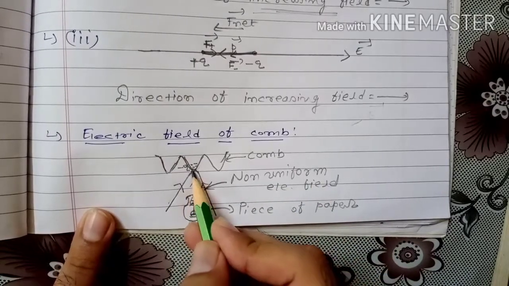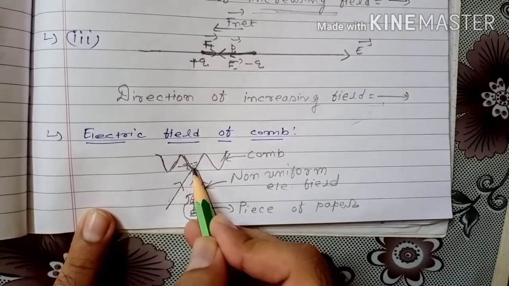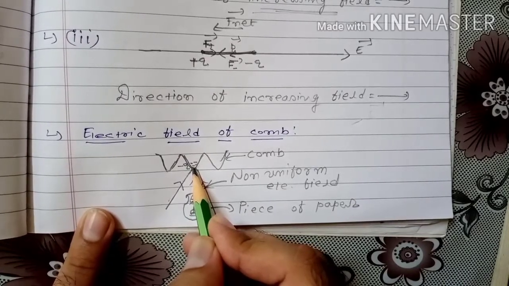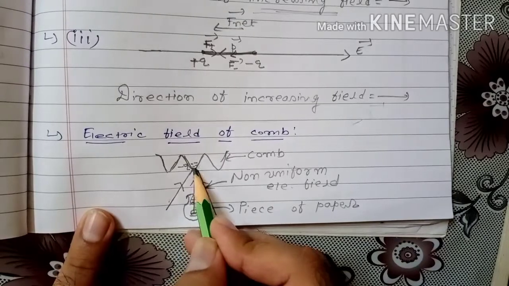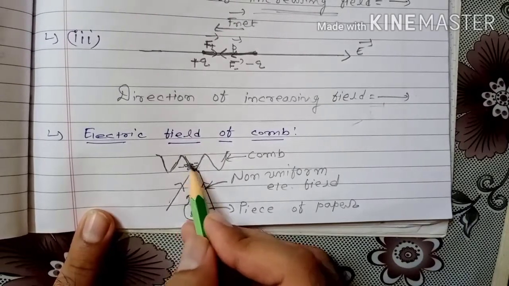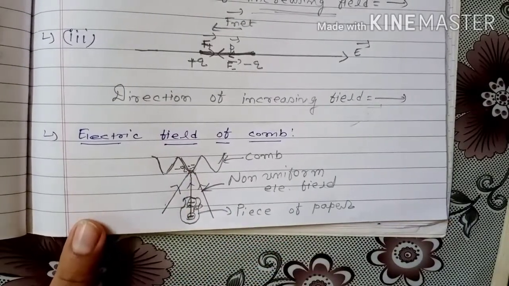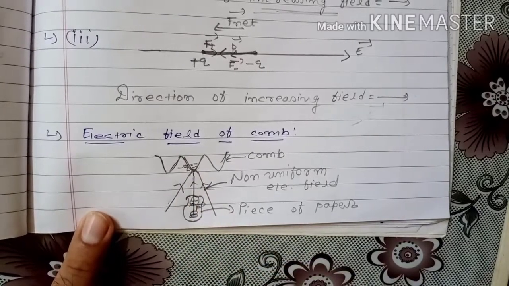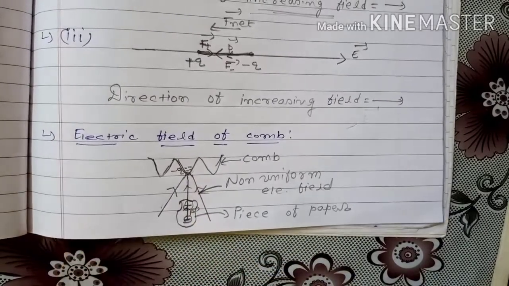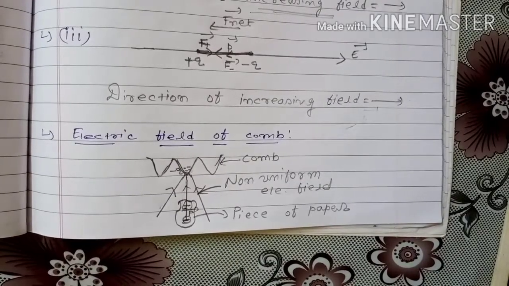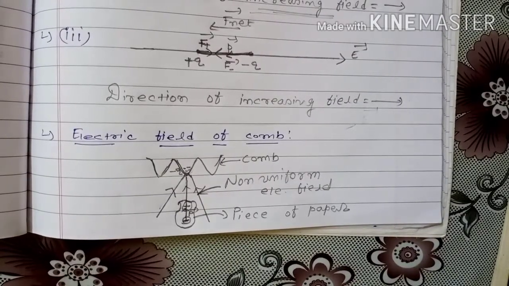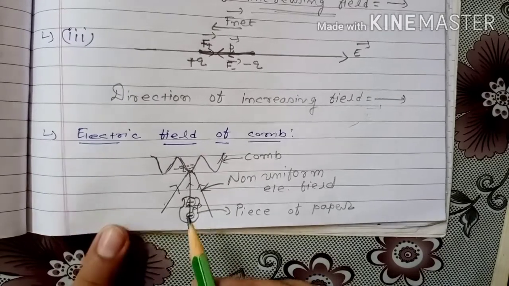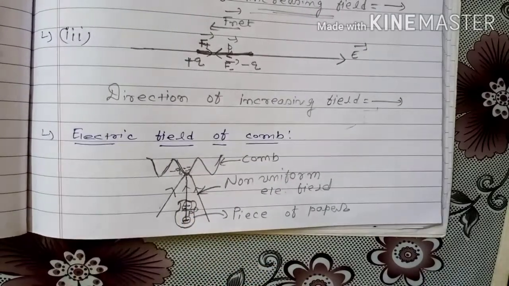Here, at the tip of this tooth, charge is more, surface charge density is more, because area is less and charge is more, therefore density is more. As you move in this direction or in this direction, the charge density goes on decreasing, therefore the electric field will be a non-uniform electric field. When we keep a piece of paper near it, initially the piece of paper is electrically neutral, there isn't any dipole. But when we place it in a non-uniform electric field, then what will happen?